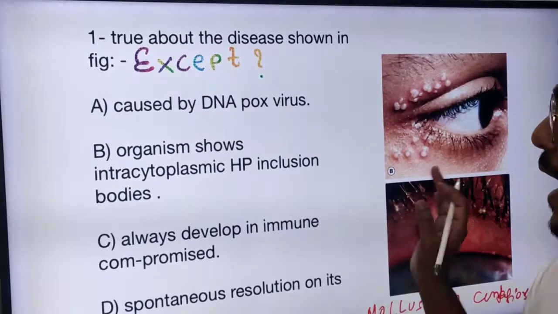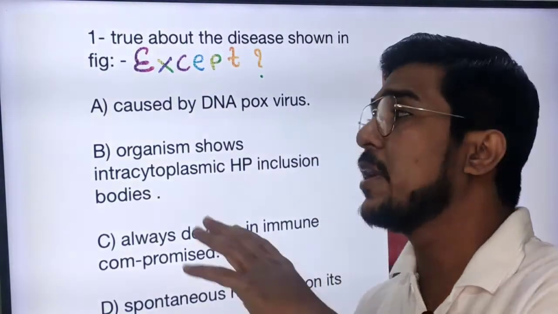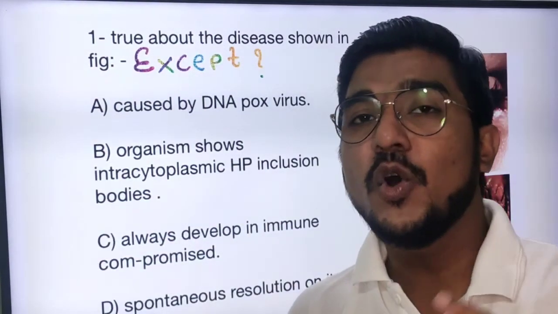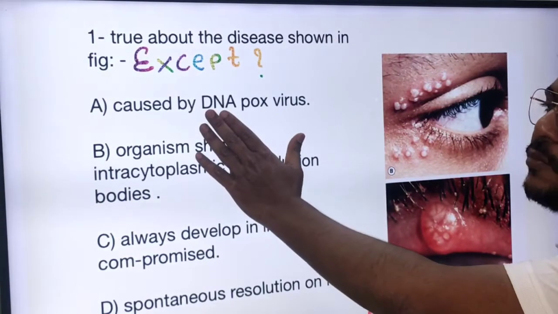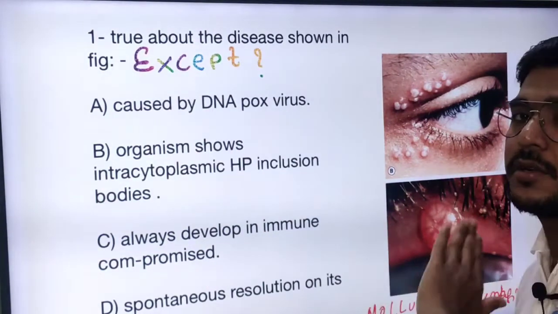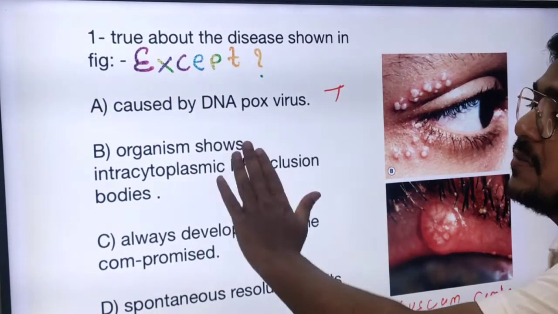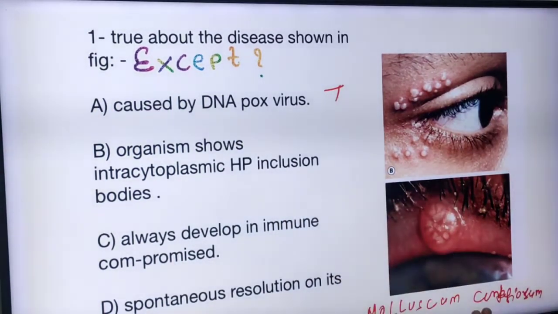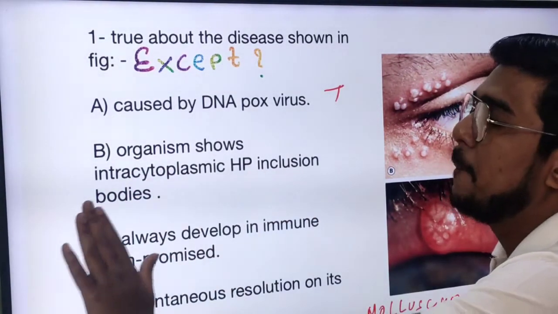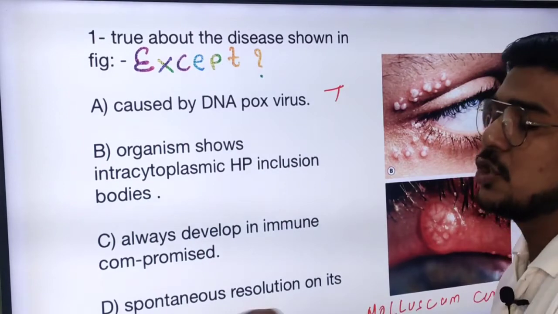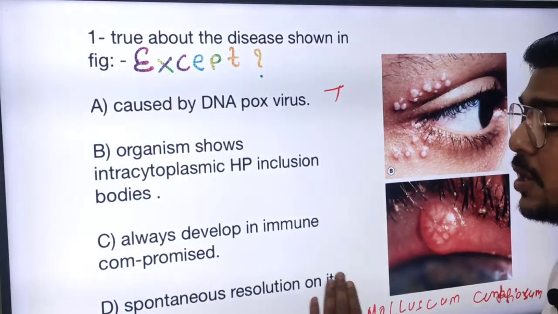Now, once you have made the diagnosis of this ophthalmologic disease, this question now becomes a microbiology question. So this is an integrated question, right? Whether molluscum contagiosum is a DNA pox virus or not? Yes, obviously it's a DNA pox virus. The organism, that is molluscum contagiosum, actually has intracytoplasmic Henderson-Patterson bodies. This is also true.